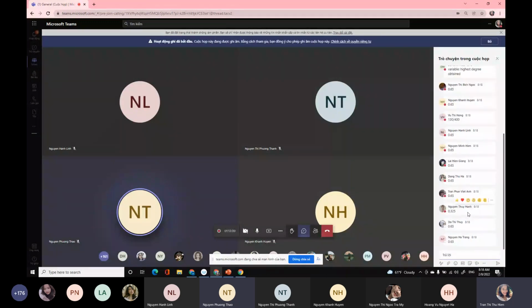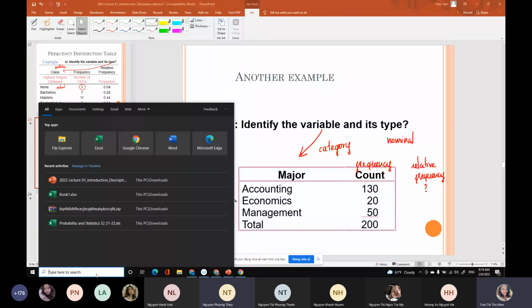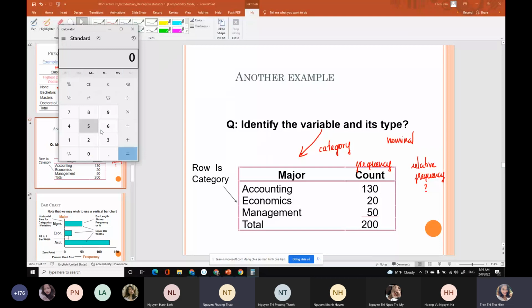To find the relative frequency, you have to find the ratio, 130 over 200. Use the calculator. It is 130 divided by 200. So the answer here is 0.65.